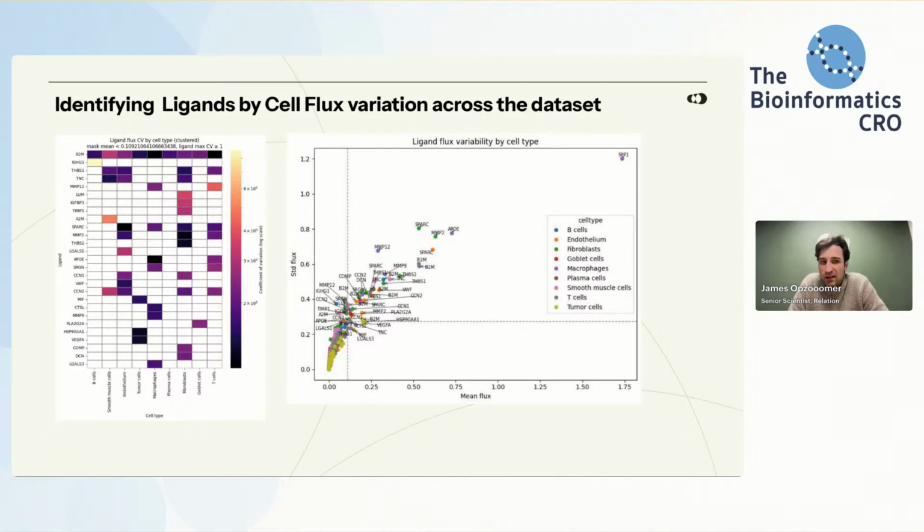So in order to understand what ligands might be affecting certain cell types, we found that the coefficient of variation and also, in a related sense, looking at the mean ligand flux versus the standard deviation of the ligand flux is informative to understand the kind of most variable intercellular communication ligands across a tissue and cell type. So in this respect, in this particular example, we're looking at VEGF-A here in tumor cells, which has a relatively high mean flux across this tissue section.